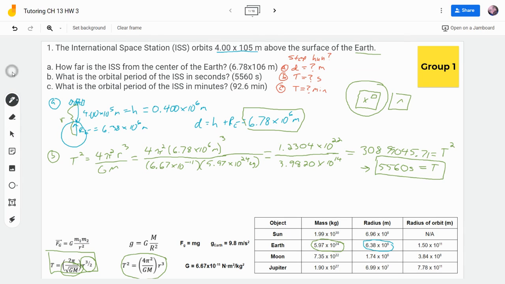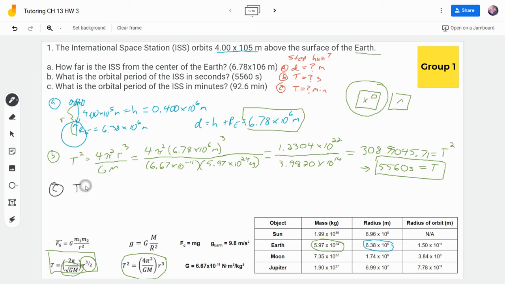Now remember, part C is what is the orbital period of the ISS in minutes? So what formula do I use? I'm not actually using a formula. I'm going to be using field goalposts, because 5,560 seconds, I don't have a good feel for that amount of time. I don't usually talk about times in thousands of seconds. So let me turn this into minutes so I get a sense of what this is.